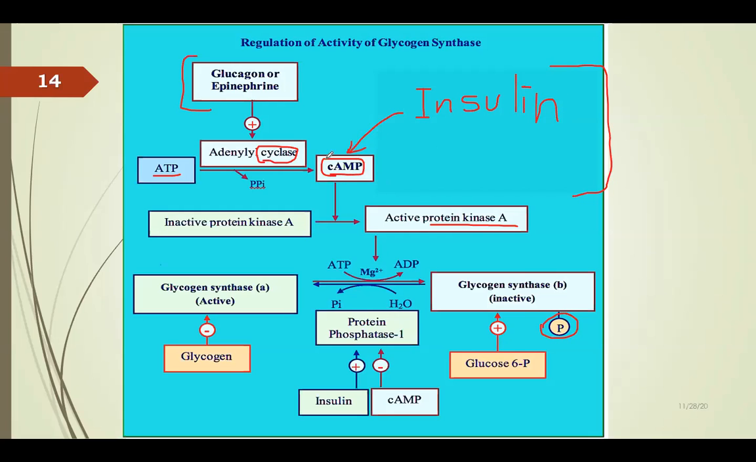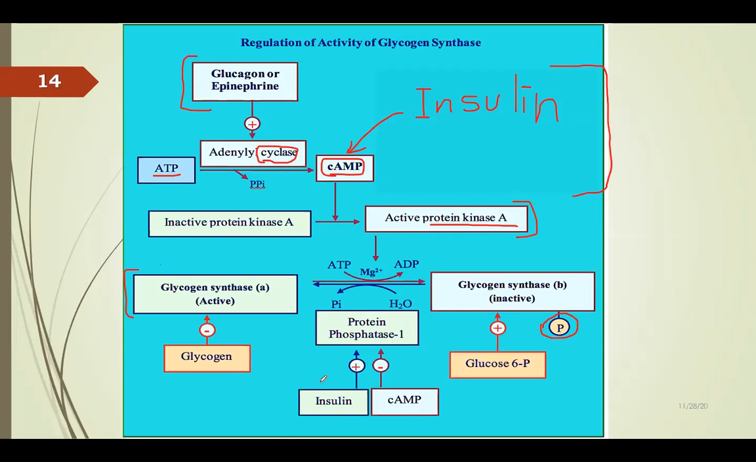If cyclic AMP is broken, protein kinase A will not function. So no phosphoric acid will bind to glycogen synthase, so glycogen synthase will be active. Because of no phosphoric acid, glycogen synthase will be in the active form.